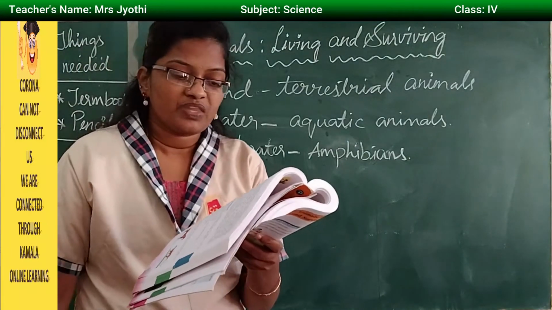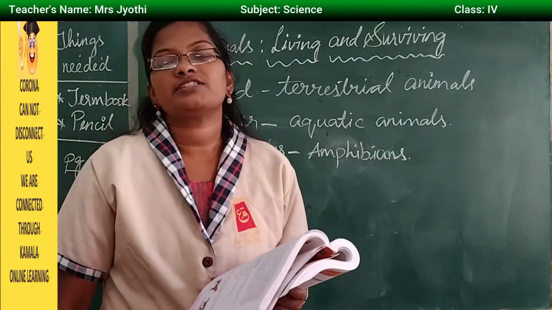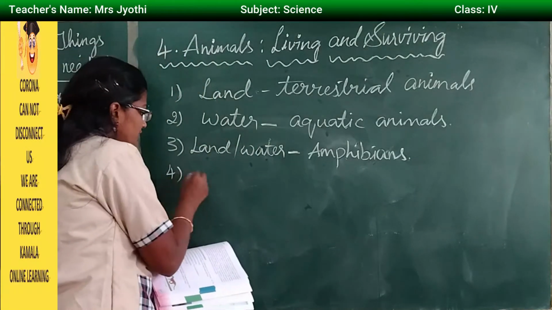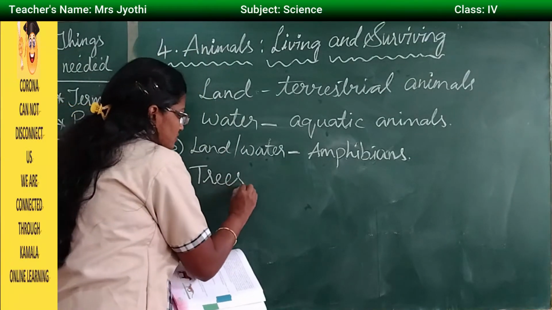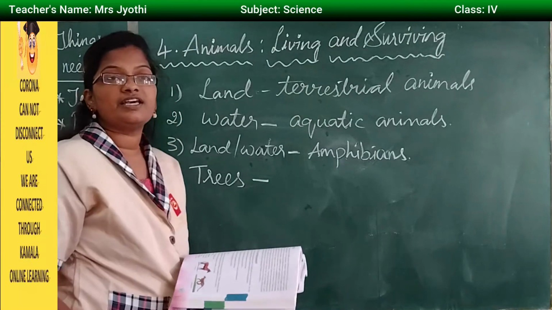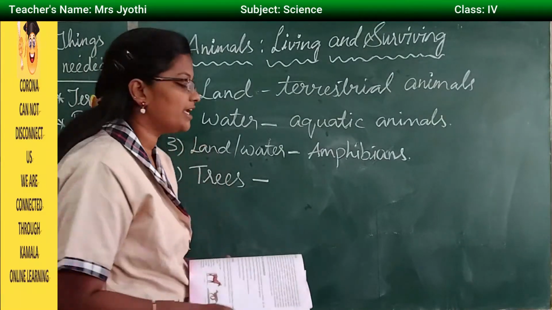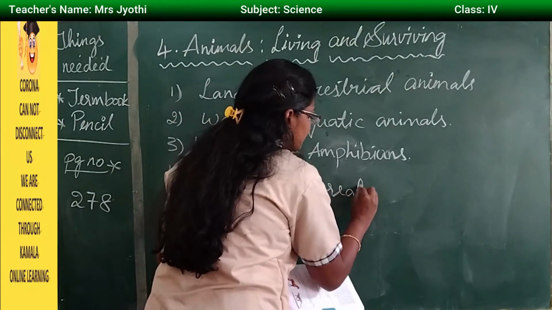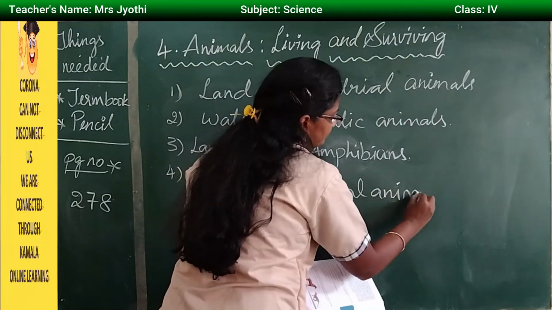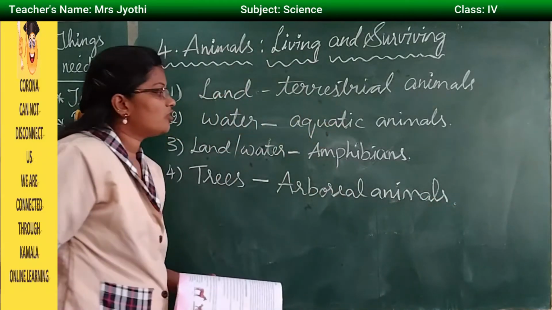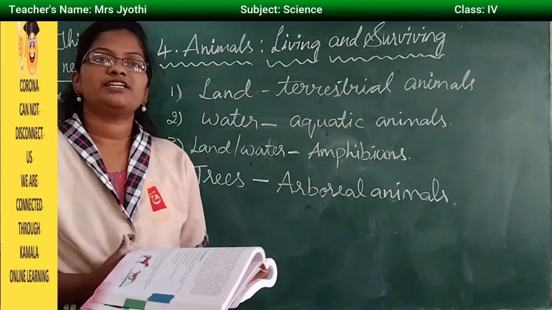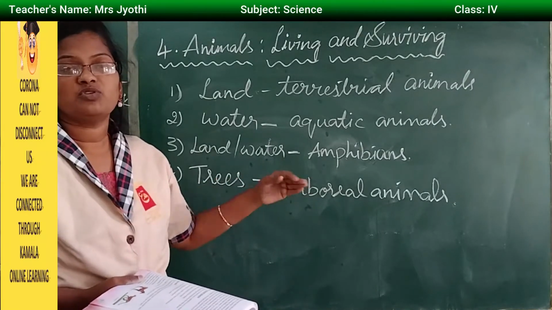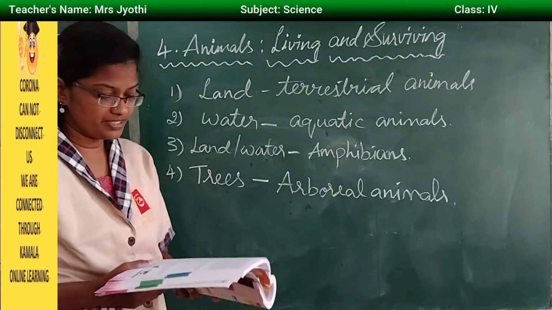Then the remaining two. Animals that live on trees, like monkeys. They spend most of their time on the trees. So what are those animals called? They are called arboreal animals. The examples are owl and monkeys. Most of the time they spend on the trees.